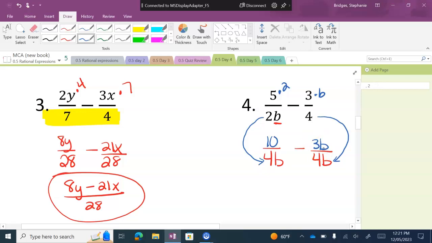For the other one, for number 3, can we not simplify the 8y and then... No, all of them have to be able to simplify. The 8y, the 21x, and the 28 would all 3 have to simplify.